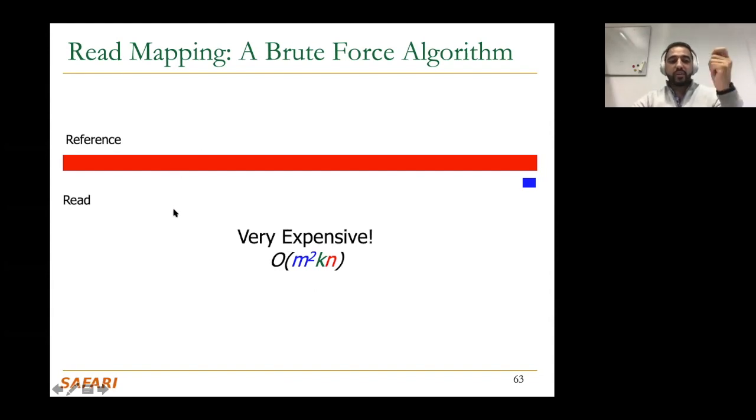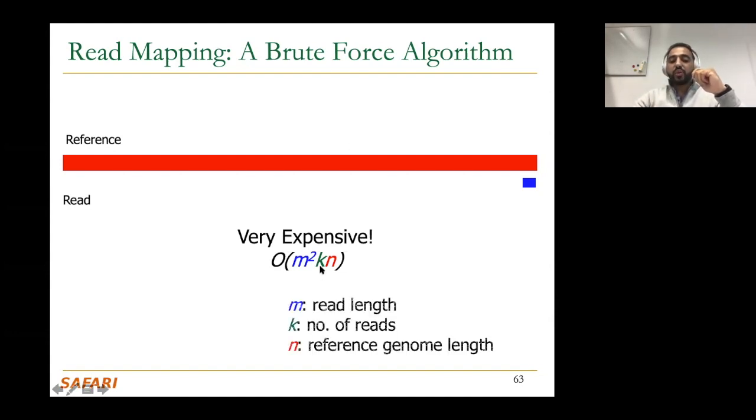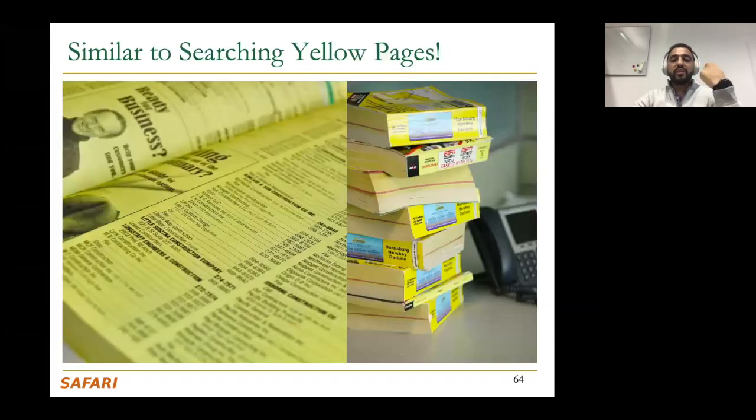Why is that? Because the algorithm used to match these reads at every location, every subsequence of the reference genome, is very expensive. It is a quadratic time algorithm, and we keep repeating this for k reads and n locations in the reference genome. So in the end we get something really expensive. How can we do this in a smarter way? One way is very similar to the Yellow Pages. How many of you know the Yellow Pages? You can use the yes button if you know them. You may guess it from this picture.